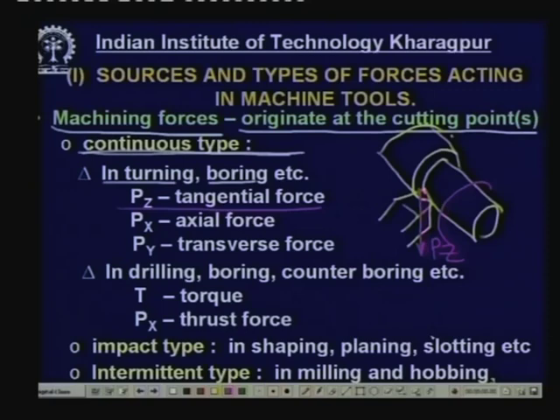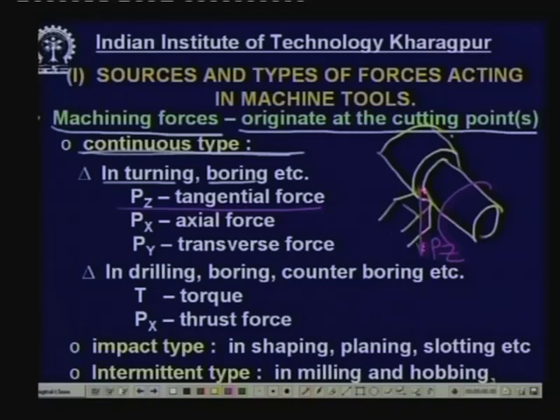Actually, only one force develops at the cutting point, which is resolved into three components in x, y and z direction for convenience of understanding, analysis, design and various purposes. So, this is the major component Pz, which is called the major component or main component, also called the power component. Then the axial force, which acts along the axis of the work, is called Px. Another transverse force, normal to this, is Py. Now, these forces Px, Py, Pz have only one resultant force, say R, and these are acting on the tool.